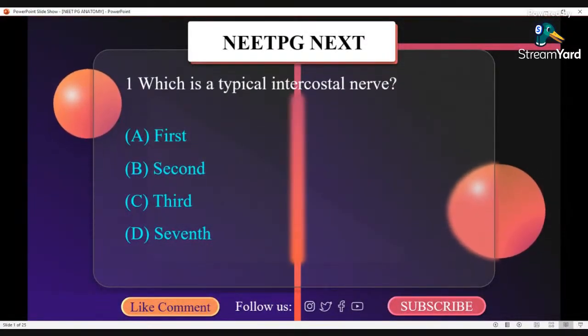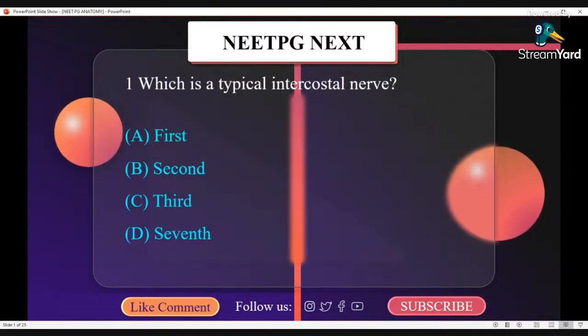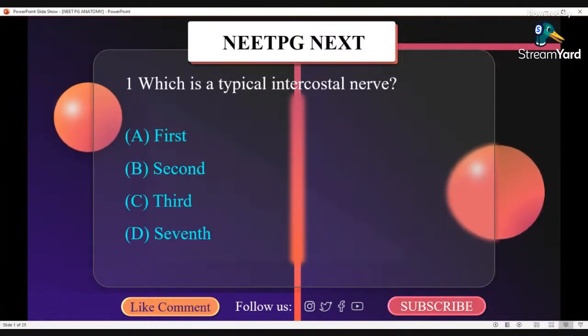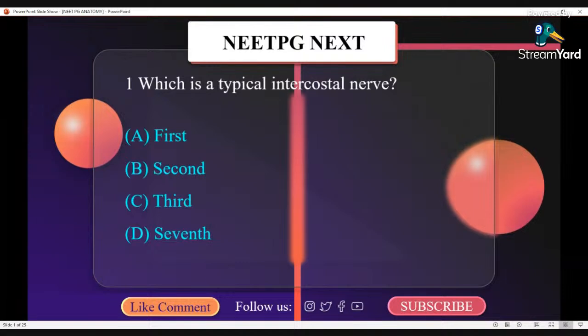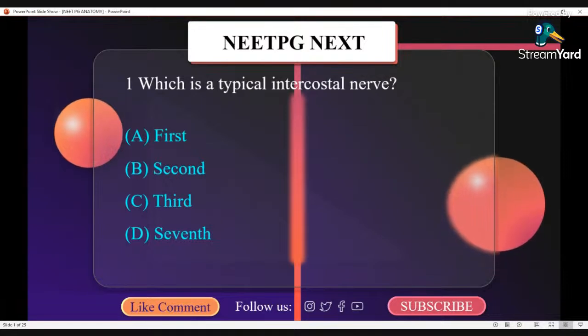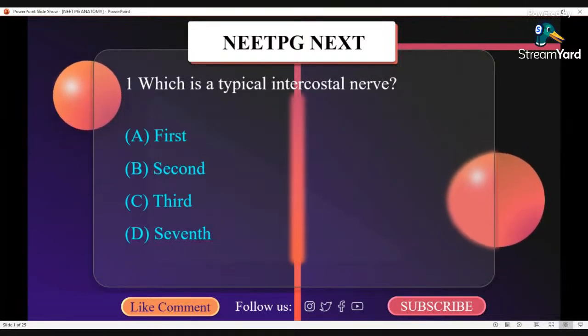Good evening, doctors. Today we are going to study multiple choice questions of anatomy. Which is a typical intercostal nerve? A. First intercostal nerve. B. Second. C. Third. D. Seventh. First, second, third, seventh, which is a typical intercostal nerve?